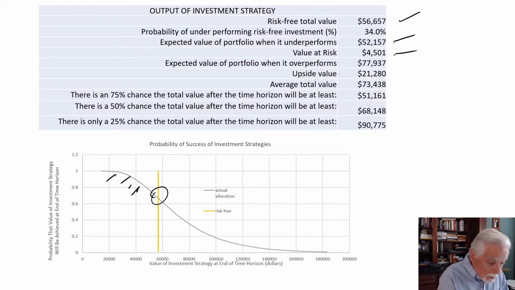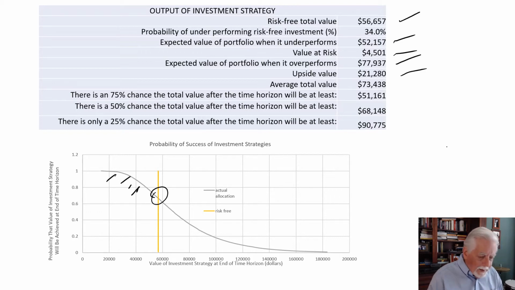When the portfolio overperforms the risk-free, the number is going to be about 78,000. So the upside value is $21,000. So there's a 34% chance of losing $4,500 and a 66% chance of an upside value of $21,000. Again, the investor can put in the time period of interest and what they believe about the risk-free and their equity returns, and really get to the heart of what's known as the equity puzzle, and put it in concrete black and white terms for the investor and his or her financial planner.